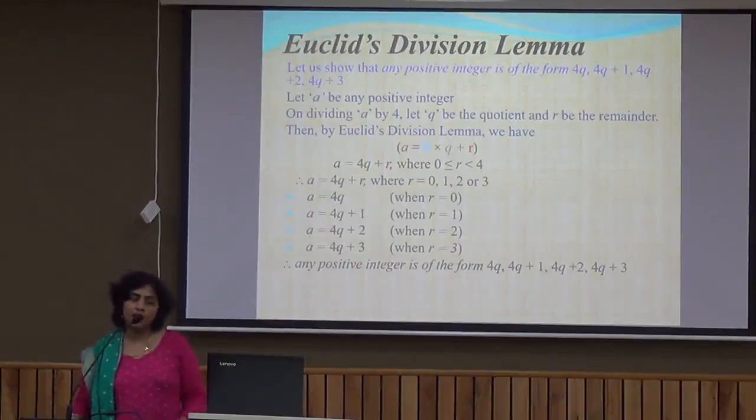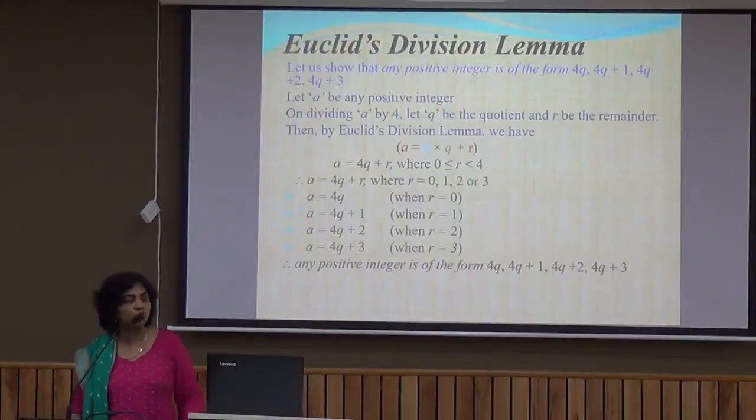So if r is 0, our a is 4q. If r is 1, then a is 4q plus 1. If r is 2, then a is 4q plus 2. And lastly, if r is 3, then a is 4q plus 3.